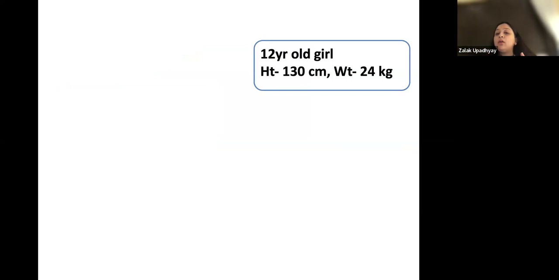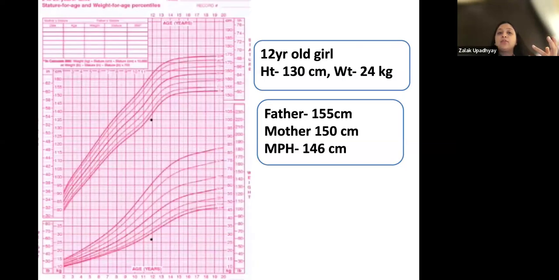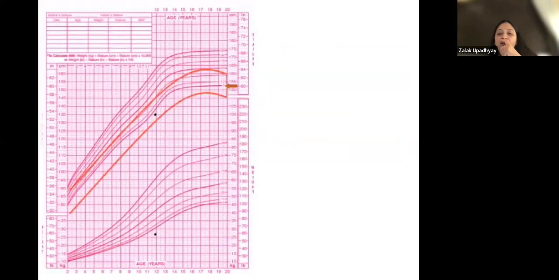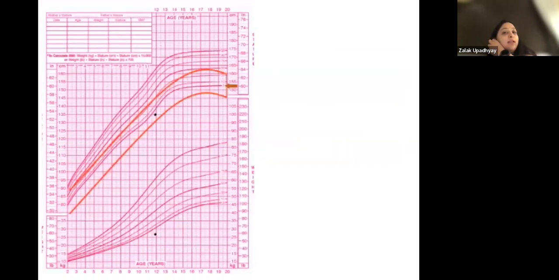So this is a 12-year-old girl with a weight of 24 kg, height of 130 centimeter. Father's height 155, mother's 150. Both are average. Look at the MPH. Father's plus mother's minus 13, only 146. So here, the child was short, definitely less than third centile. But when we looked at the MPH, it is only less. Both the parents are short, 146. We plotted the MPH range. Child is within the MPH range.